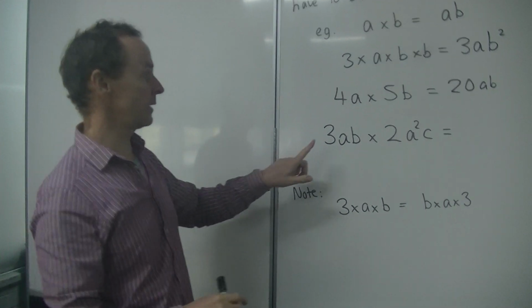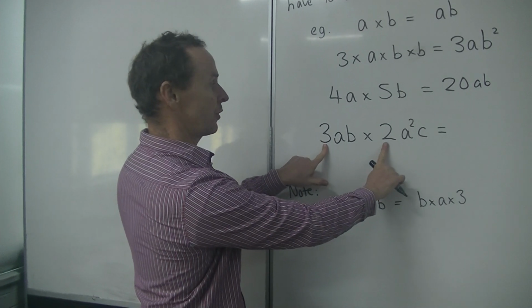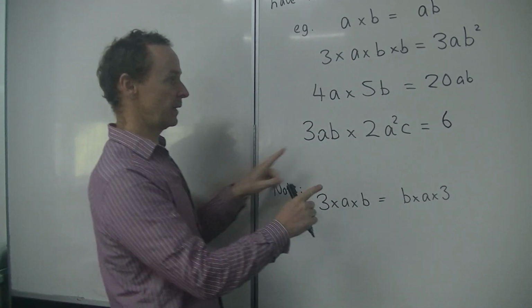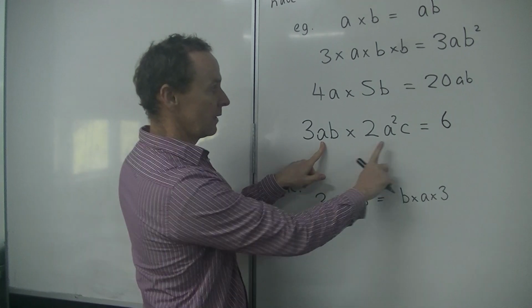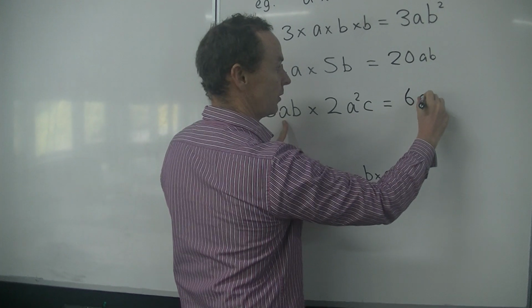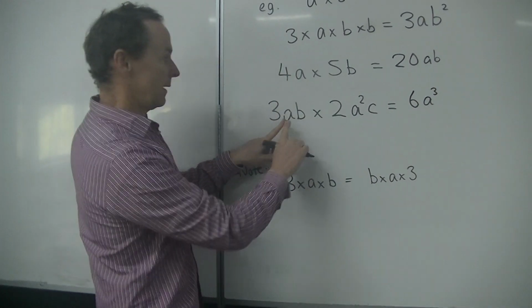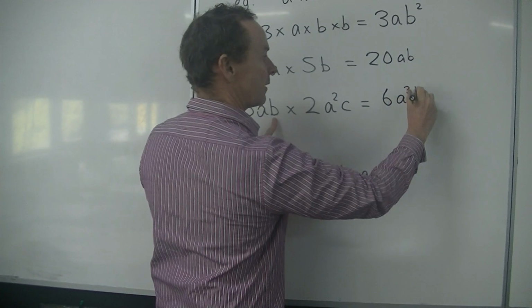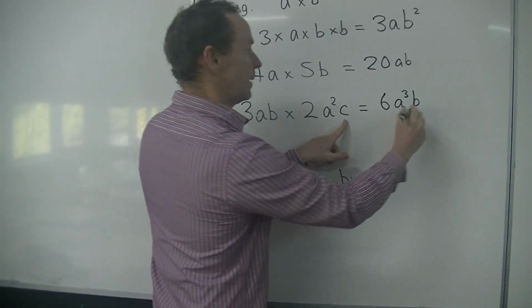So again, remember what I said. Do the numbers first. So 3 times 2 is 6. Then we'll start off in alphabetical order. A's. A times A squared. A times A squared is A cubed. So A cubed. And then we'll go along. There's a B and there's a C. Okay, so it's just single B by itself. And then there's a single C by itself.